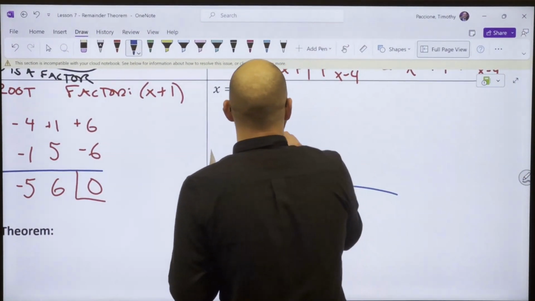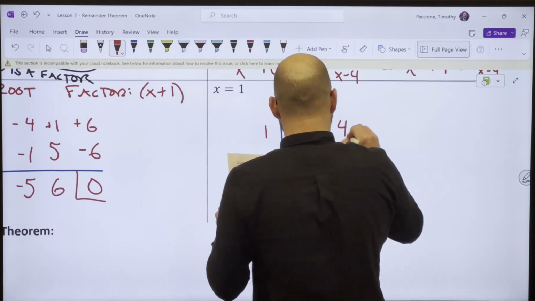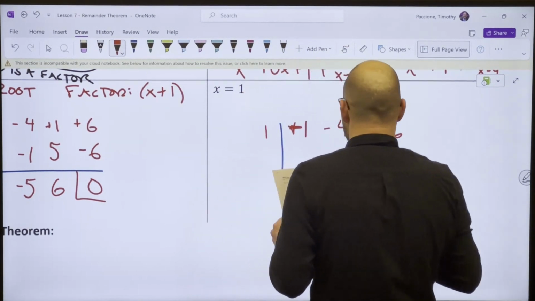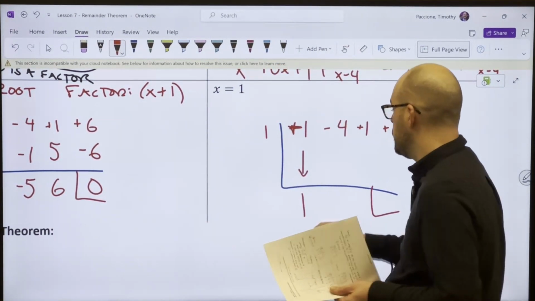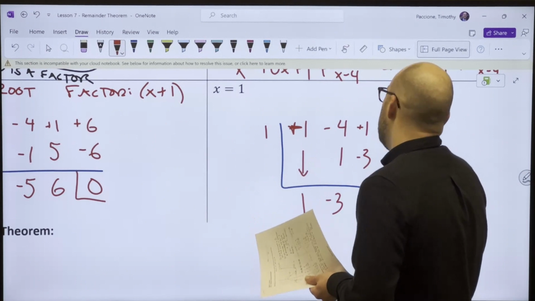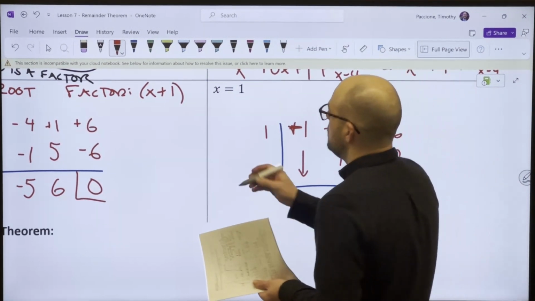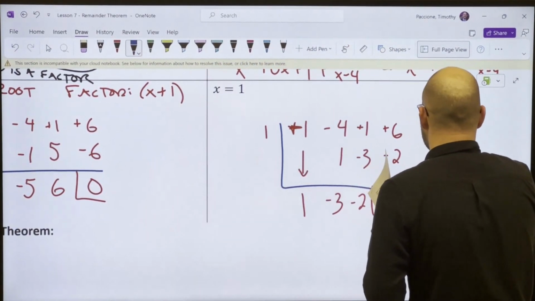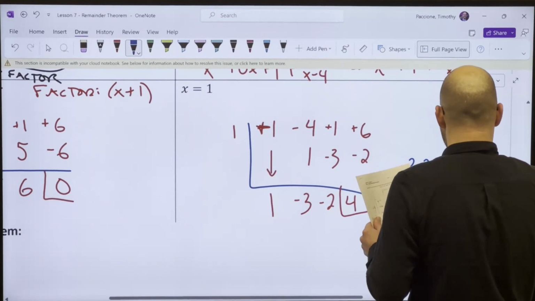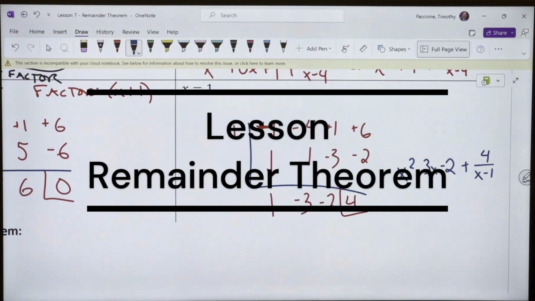We got 1, and then 1, negative 4, 1, 6. With a little box, bring down the 1. 1 times 1 is 1. Add, you get negative 3. Multiply, you get negative 3. Add, get negative 2. Multiply, get negative 2. Add, get 4. So the answer here would be x squared minus 3x minus 2 plus 4 over x minus 1, because that would be the factor that would go with it, right? Though we know it's not actually a factor or a root.